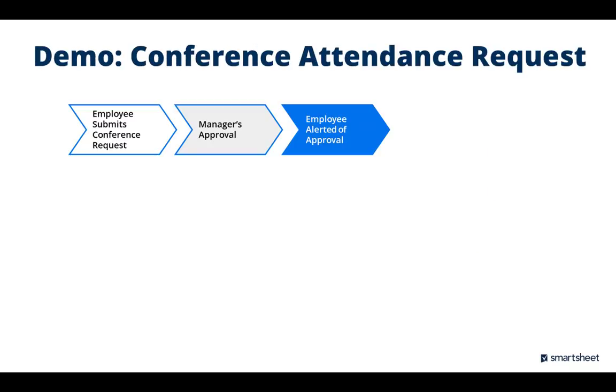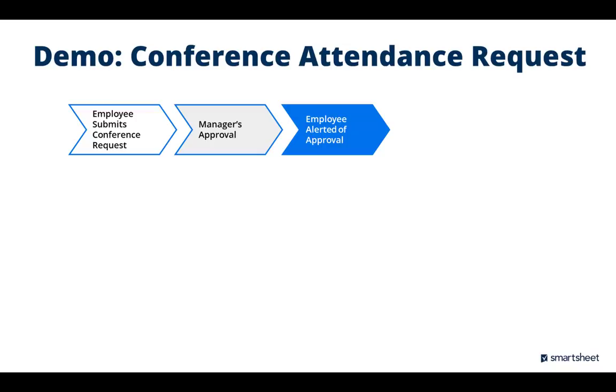Today, Scott's going to demo for us a conference attendance request process. Now, we're going to start off with a pretty simple process. We're going to have an employee submit a Smartsheet form to request the ability to go to a conference. We're going to automate an approval request that gets sent to that employee's manager. And then when the manager approves, we're going to alert the employee of that approval.